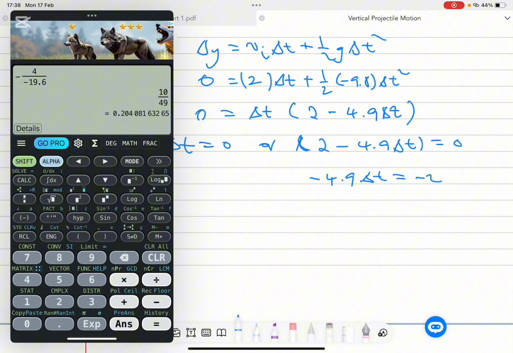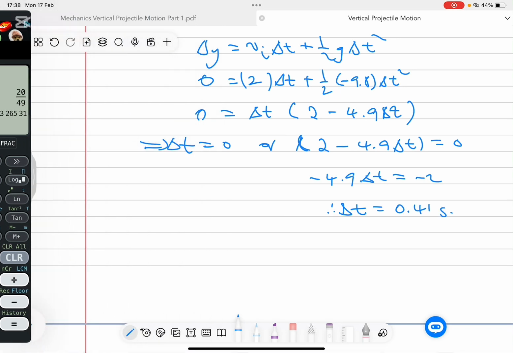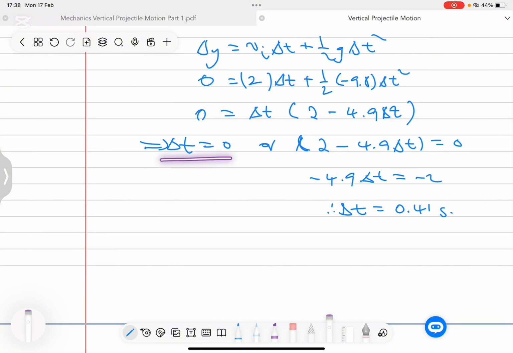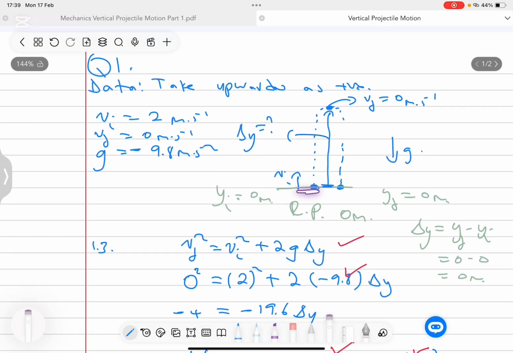From this stage, I can just divide both sides by the negative 4.9, so that I'm having negative 2 divided by negative 4.9. And this gives me a total time of 0.41 seconds. Now we have two times that we got here. Obviously, the 0 would mean that it's when we started throwing the ball. You start at the change in t equals 0.